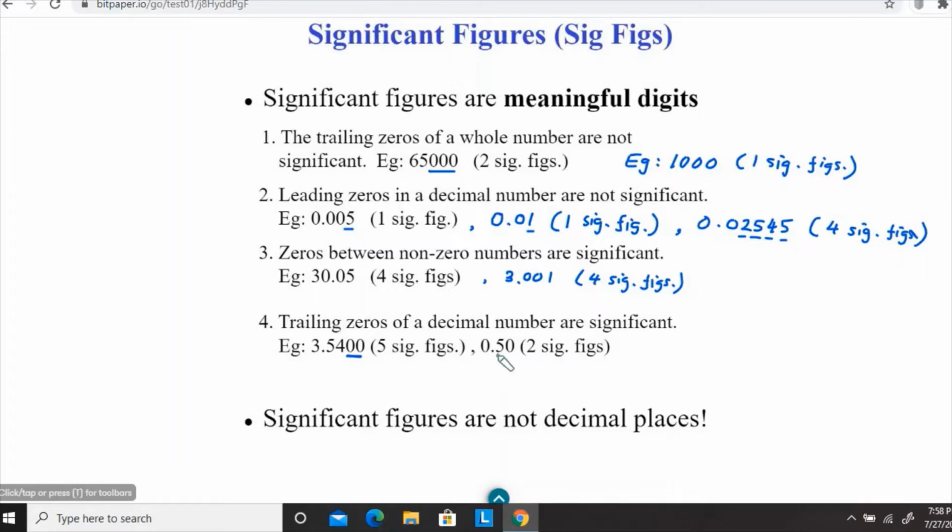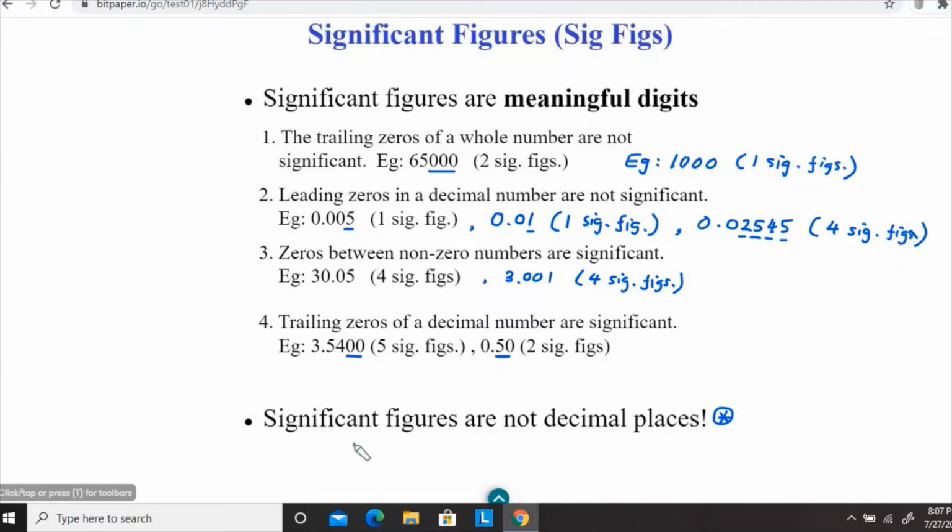In this case, you have 0.50, the leading zero is not significant, but this trailing zero is significant. So as a result, you have 2 sig figs for this number. Another important thing to understand is that significant figures are not decimal places.